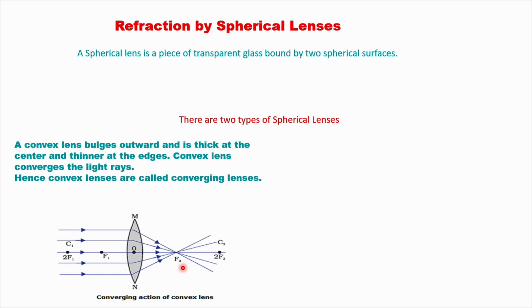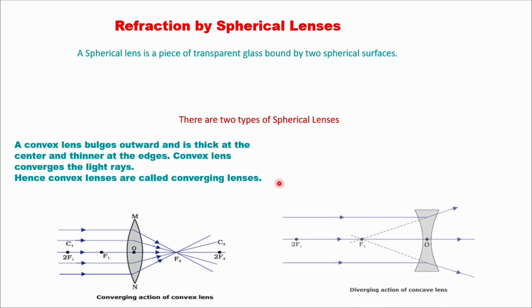F2 is called as a principal focus. We can discuss later. The convex lens converges the light rays. So because of this function, these convex lenses are also called as converging lenses. So what is the second type?